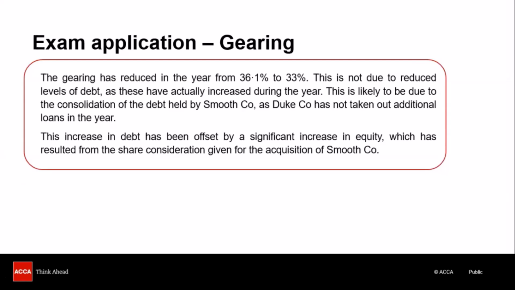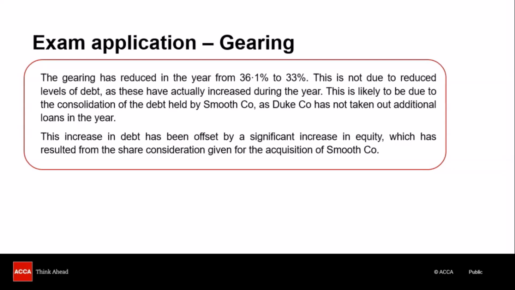The gearing has reduced in the year from 36.1% to 33%. This is not due to reduced level of debts, as these have actually increased during the year. Now, the levels of debt have increased, but the gearing has reduced. So if the debt has increased, but the gearing has reduced, what does this mean? Only one thing, that there has been an increase in the equity also.